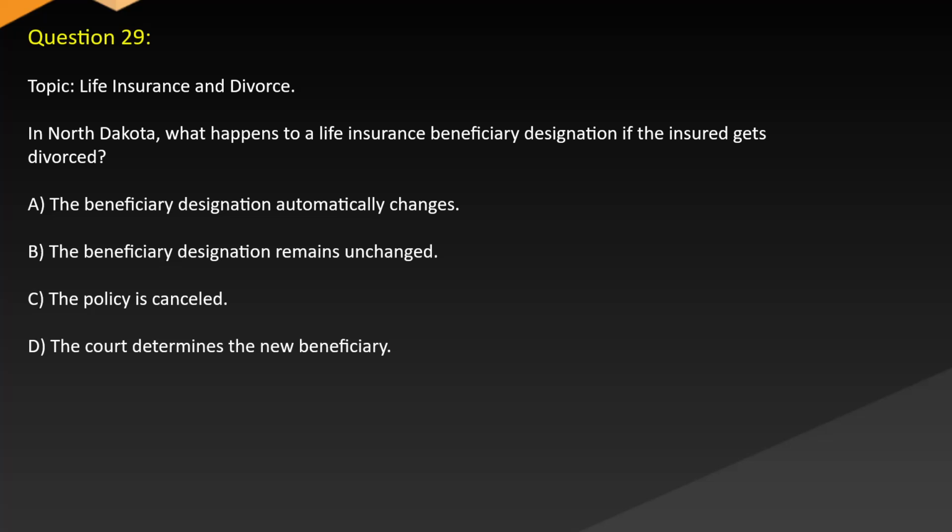Question 29. Topic: Life insurance and divorce. In North Dakota, what happens to a life insurance beneficiary designation if the insured gets divorced? A. The beneficiary designation automatically changes. B. The beneficiary designation remains unchanged. C. The policy is cancelled. D. The court determines the new beneficiary.